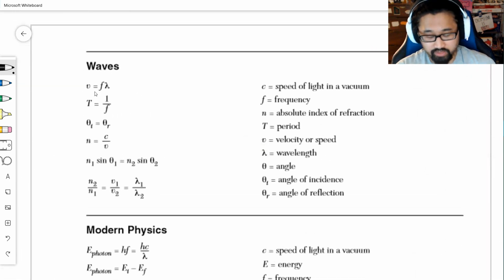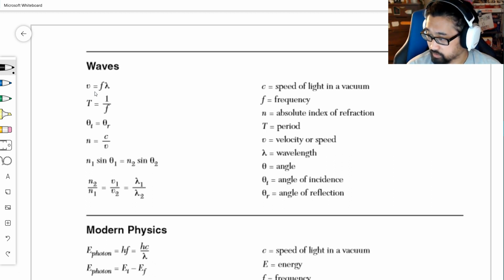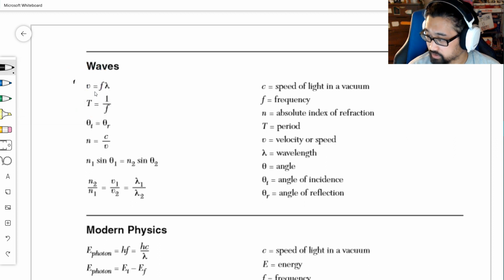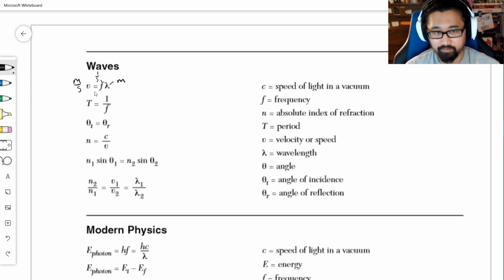Right here, velocity is frequency times wavelength. Remember, velocity is measured in meters per second. Remember that wavelength is measured in meters, and frequency is hertz, or 1 over seconds. If you take 1 over seconds times meters, you get meters per second.